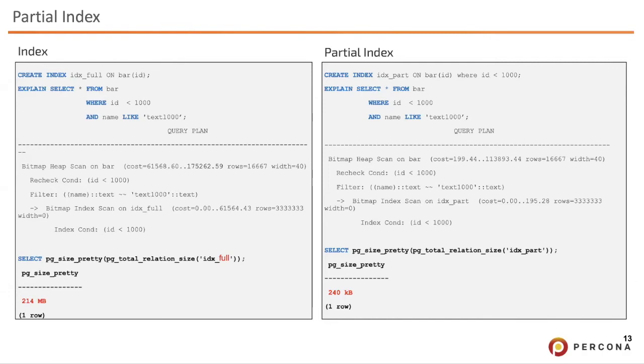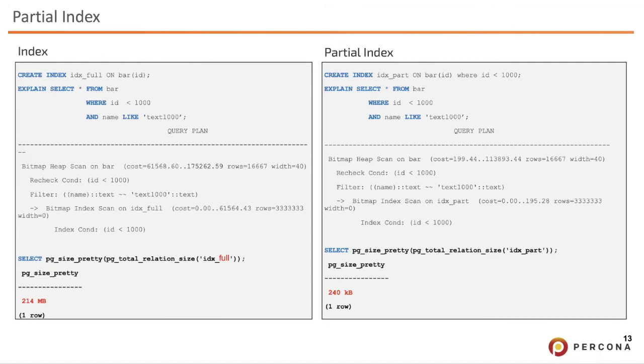So Postgres has a solution for that: a partial index. Create index idx_part on bar (id) where id is less than 1000. So you can add a where clause, where id is less than 1000. Now run the same query. The performance is the same, no problem at all. But when you check the size of this index, you can see it's just 240 KB. No performance difference, but the size is 240 KB.